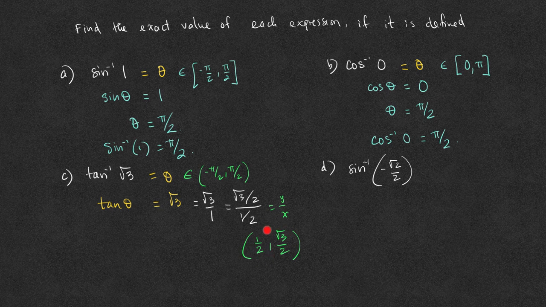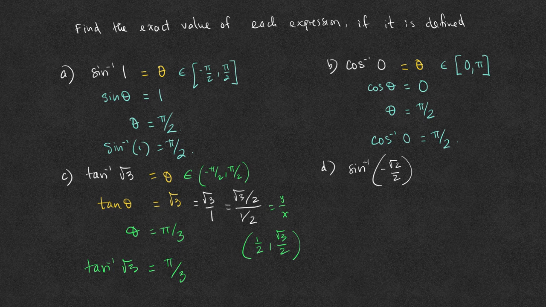In the first quadrant, there will be only one angle whose terminal point is x equals 1/2, y equals root 3 over 2, and that angle is pi over 3. And so we conclude that tangent inverse of root 3 equals pi over 3.